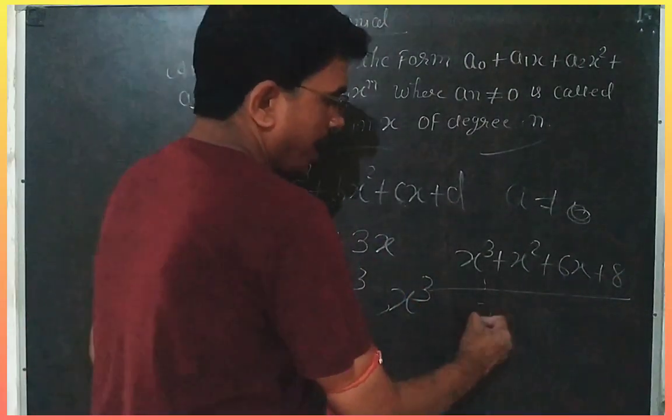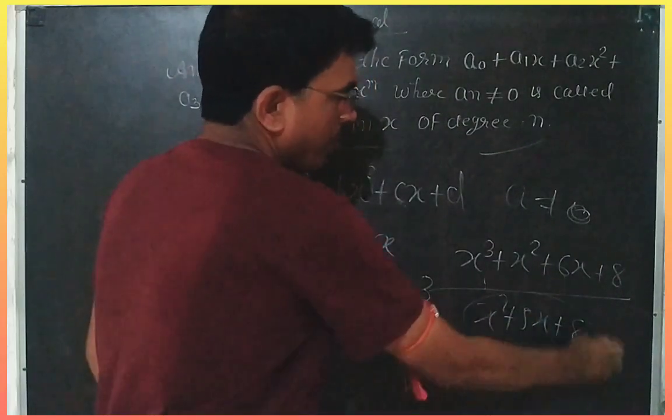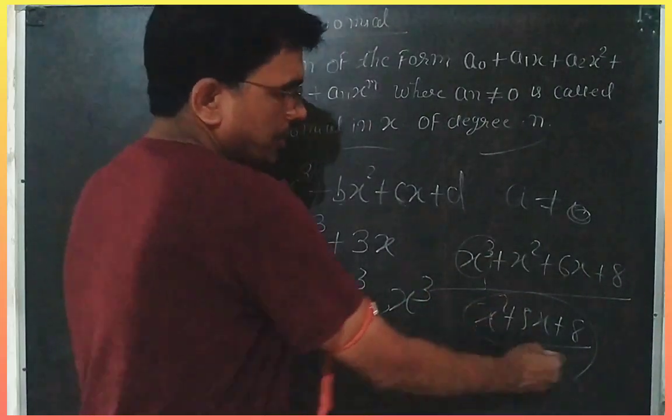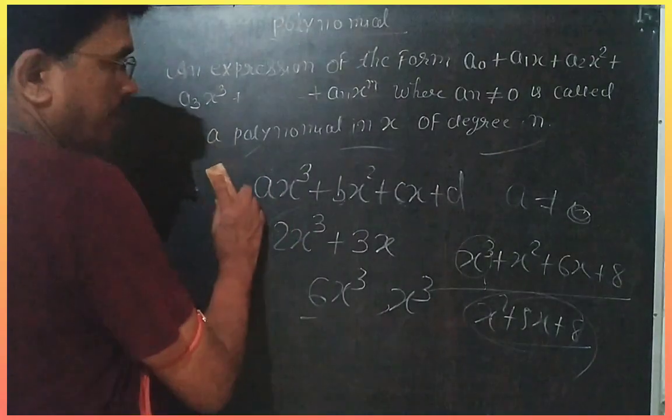And if you write x square plus 5x plus 8, it is not a cubic polynomial because x cube is not present. The degree of this polynomial is only 2. So this is quadratic. It is not cubic.